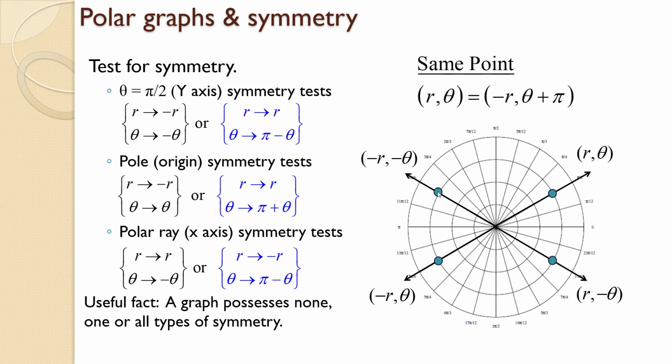So we'll often use alternate tests, which are all found by remembering that if (r, theta) is on the graph, then another representation of that point is (negative r, theta plus pi). Also, it's useful to remember that if a graph possesses two types of symmetry, it automatically possesses all three. So if your graph passes two of these tests, the other one comes automatically. And if it fails any one, then it can never have two. It can only ever have none or one.